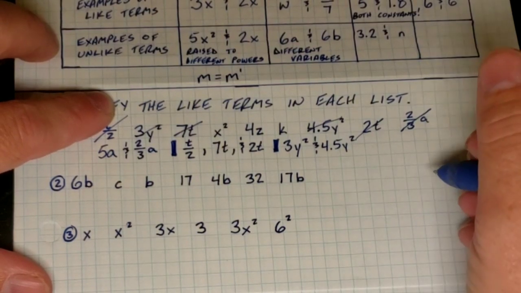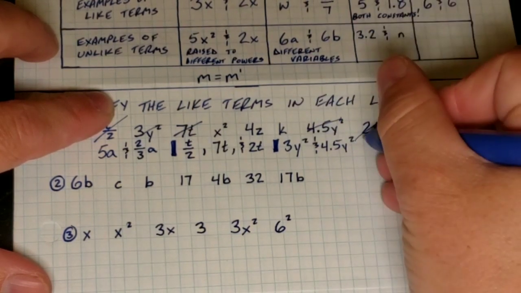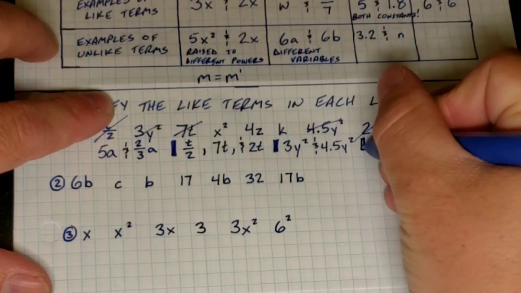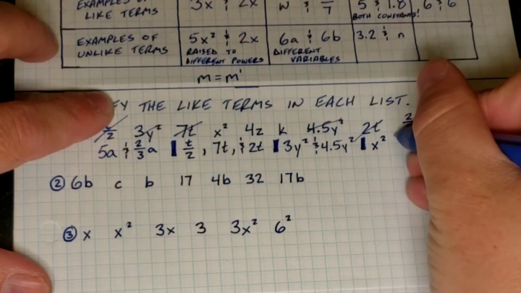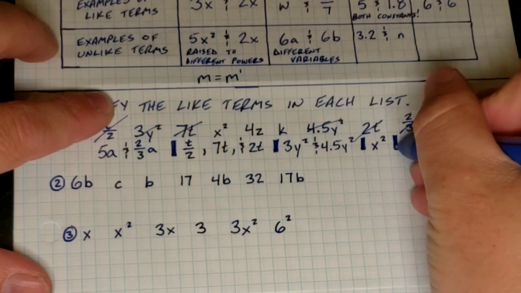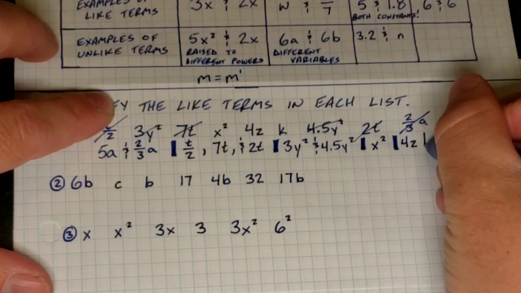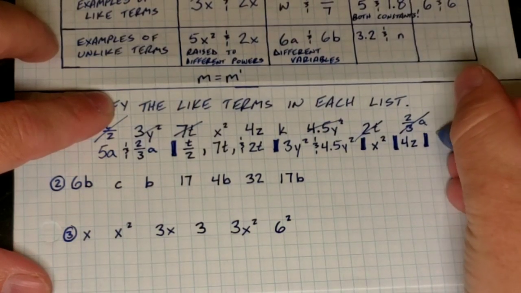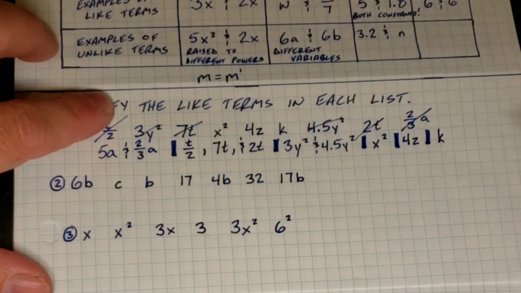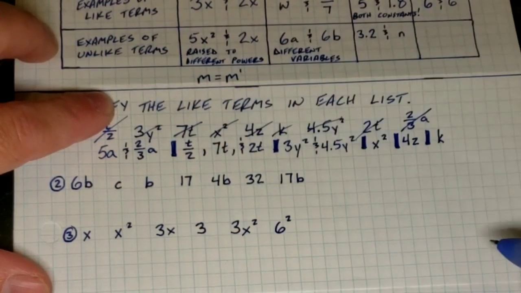Now, what about this x squared, this 4z, and this k? Well, it's like people going to the dance without a date. They're going stag. They're by themselves. They don't need a date. They don't need somebody to hold their hand the whole time and sit awkwardly at the table instead of dancing together. They're just going to go by themselves, and that's okay. So we have several different groups of like terms, but these don't have any terms that are like them.